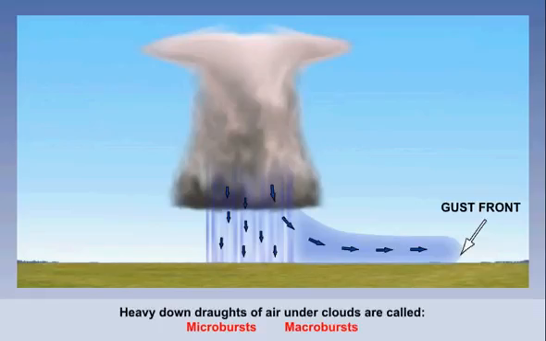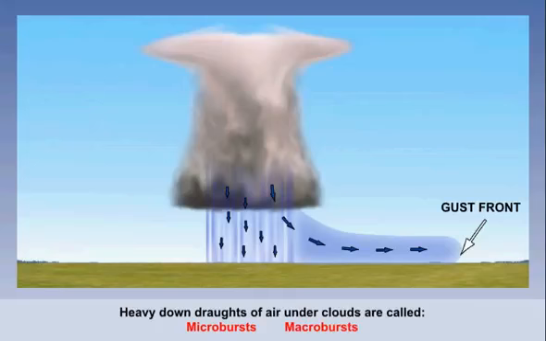If the amount of air descending from the cloud is significant enough, then a phenomenon known as a microburst or macroburst is experienced. In some countries, these are sometimes called cloudbursts. These will be discussed in detail in the lesson on thunderstorms, but suffice to say, these present a major hazard to aviation.